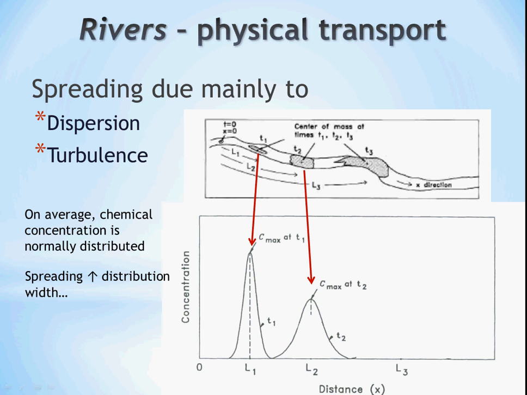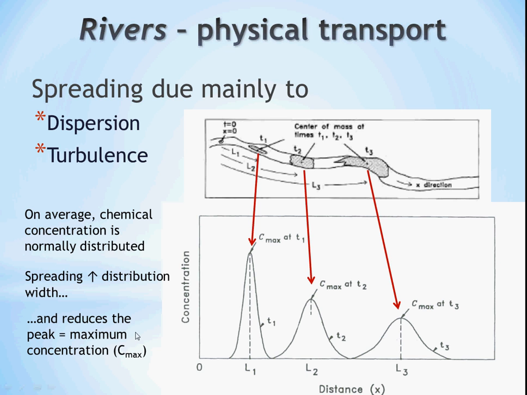So spreading increases the distribution width, so you can see that over time. This is time 0. It's a narrow distribution. Time 2, it's a little bit wider. Time 3, it's even wider still. And it also reduces the peak concentration, or the maximum concentration, which we're going to call C max.